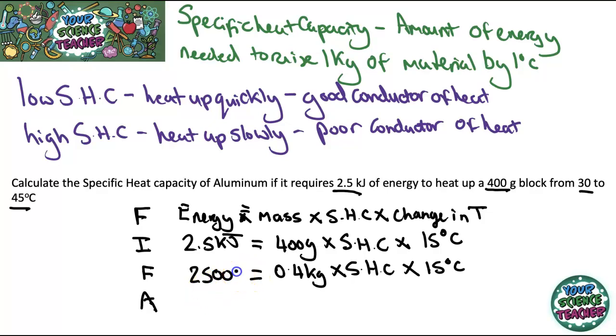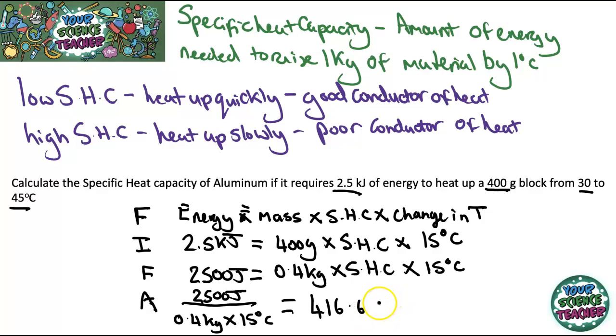So let's finally do my rearrangement, so I'll be able to do my calculation. So if it's times on this side of my equation, I'm going to have to divide it. So it'll be 2,500 joules divided by 0.4 kilograms times by 15 degrees C. And I put it in on the calculator exactly as I see it, and it gives me an answer of 416.6 recurring, and that's going to be measured therefore in joules per kilogram degrees C.